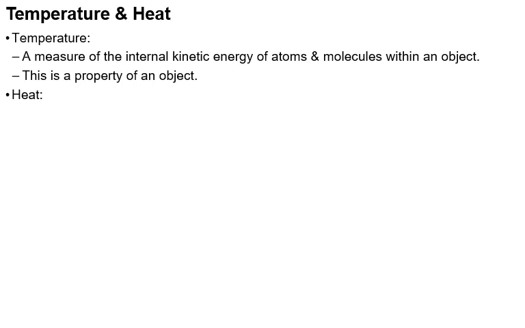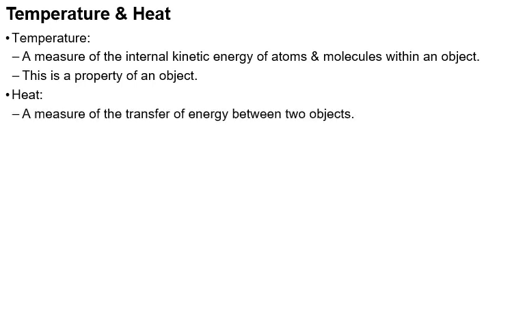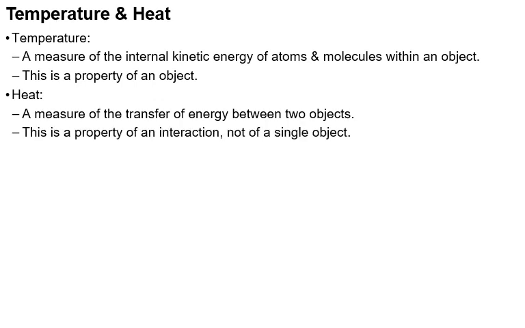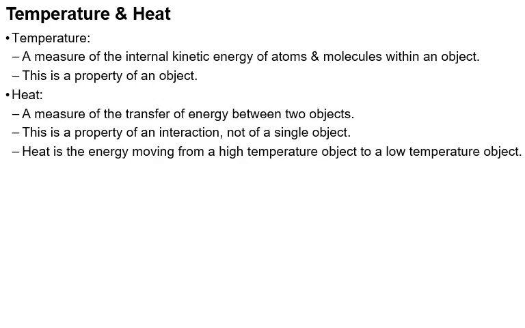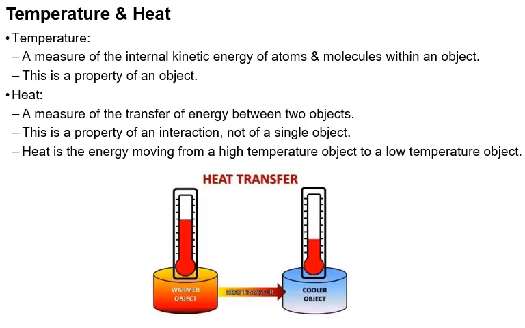So that's temperature. What's heat? Heat's a measure of the transfer of the energy between two objects. So the temperature measures the internal kinetic energy of an object, and the heat measures the transfer between two objects. So it's always kind of a relative thing. It's a property of an interaction. It's not a property of a single object. So heat, right, that's moving energy from a high temperature to a low temperature object. That's all that heat is.